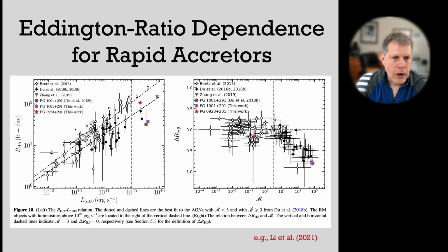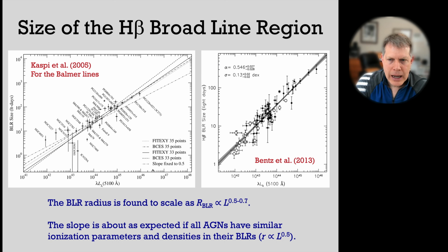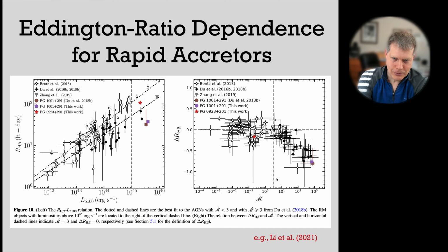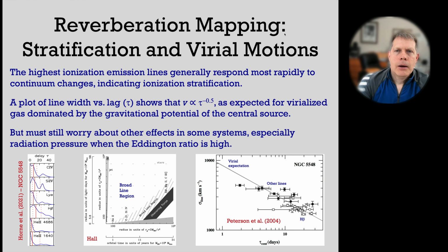So we have sizes for the broad-line region, and we have dependencies upon luminosity and upon Eddington ratio, so that you can tell how big the broad-line region should be for a given object. That's all very interesting and important. Furthermore, reverberation mapping has revealed, and I've already alluded to this, that the line-emitting regions are stratified. What's meant by that is that the highest ionization emission lines generally respond most rapidly to continuum changes. And as you go downward in ionization, the reverberation times are generally getting longer and longer, indicating ionization stratification.